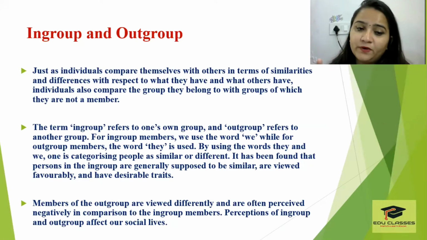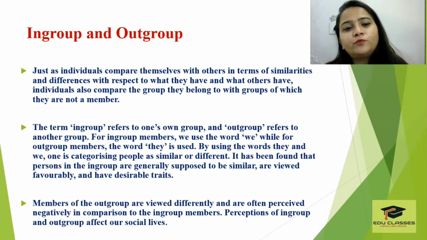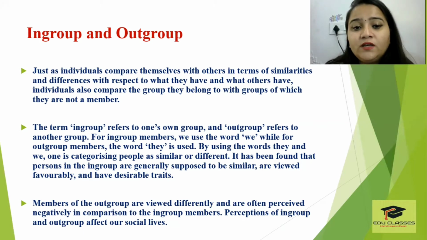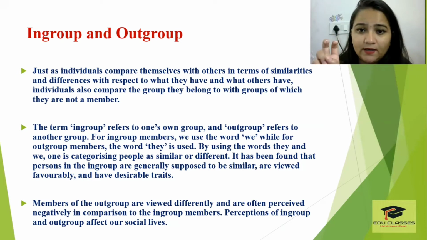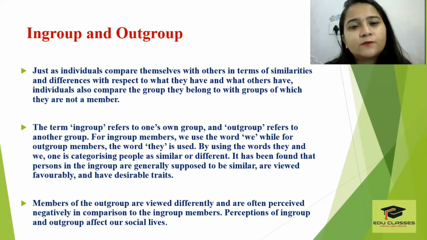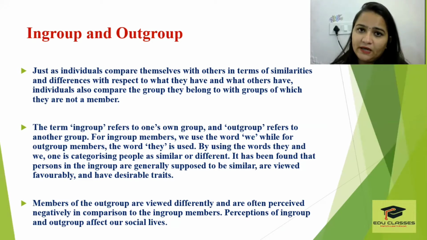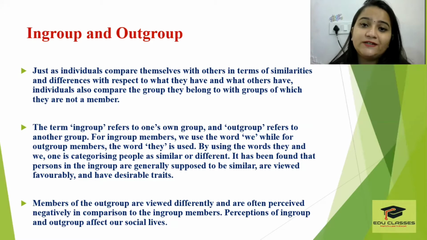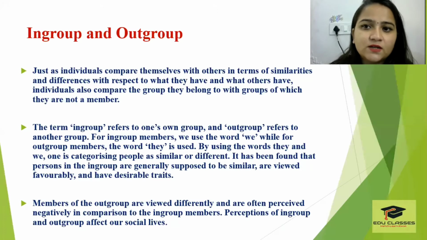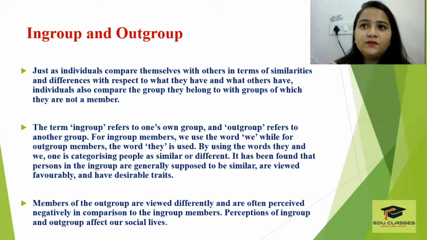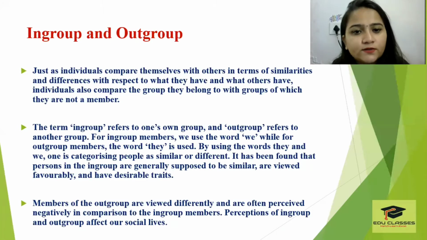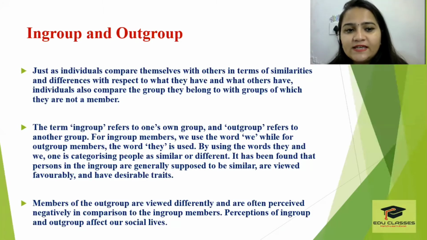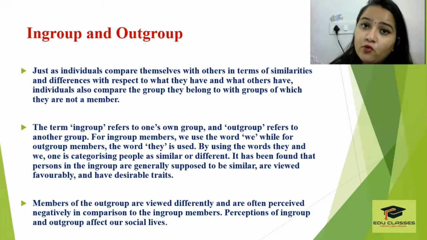So the term in-group refers to your own group, whereas out-group refers to some other group. For in-group members we use the word we, while for out-group members we use the word they. Whenever, let's say, you're a part of a basketball team, right, team A, and there is team B, when you refer to the members of your team you always use we, and when we talk about people of someone else's group we always use they, because we try to differentiate between this is who we are and this is who they are, right? So by using the words they and we, one is categorizing people as similar or different.